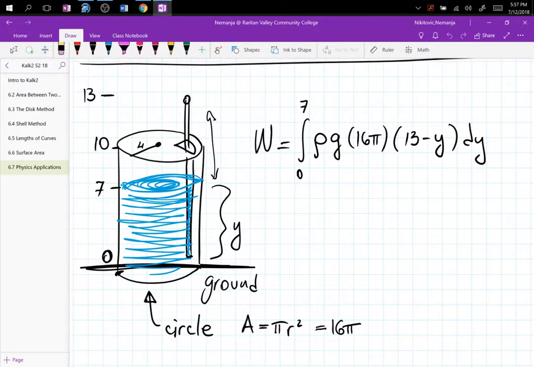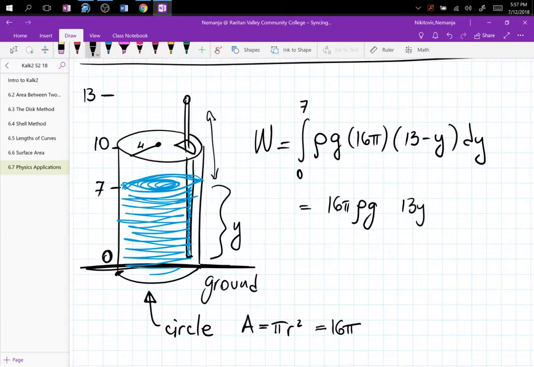That's that. All I need to do now is to integrate this. So rho is a constant because the liquid is not going to magically change. Gravity is a constant. 16 pi is a constant. So all of that stuff gets kicked out in front of the integral. So 16 pi rho g goes in front. And all I have to integrate is 13 minus y.